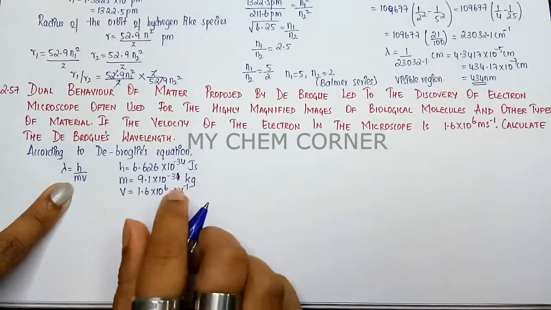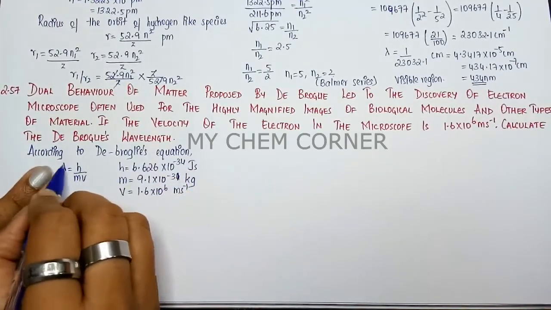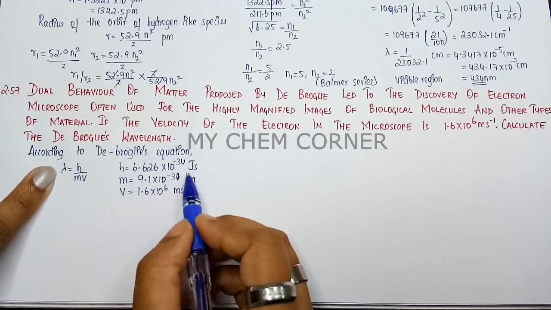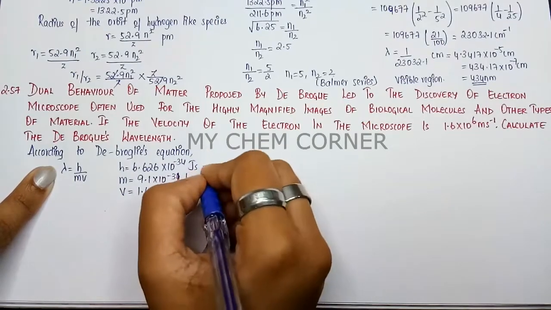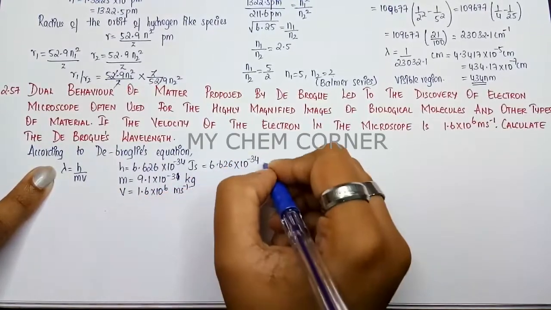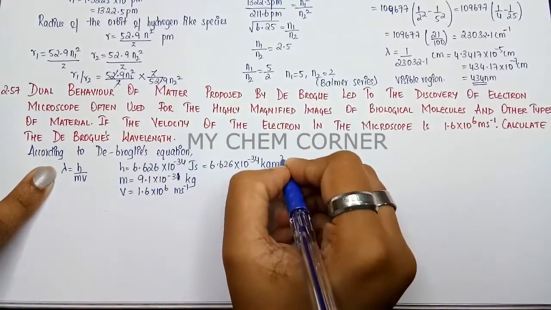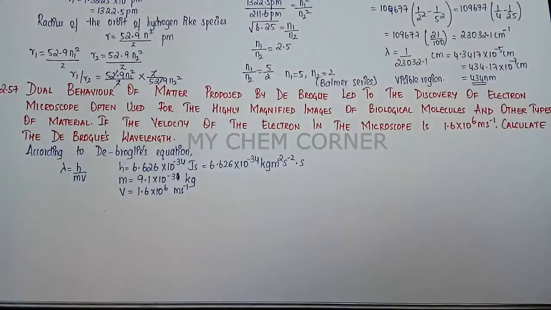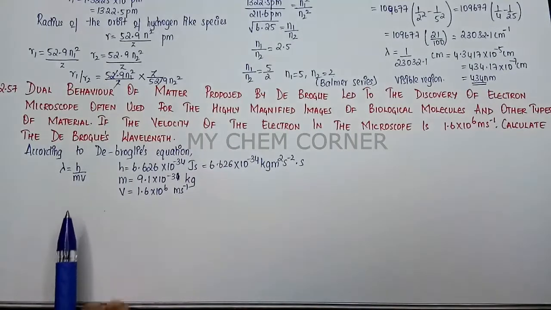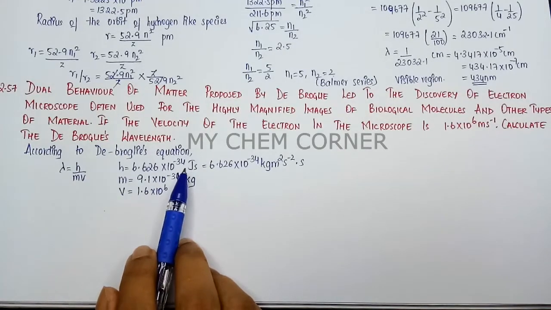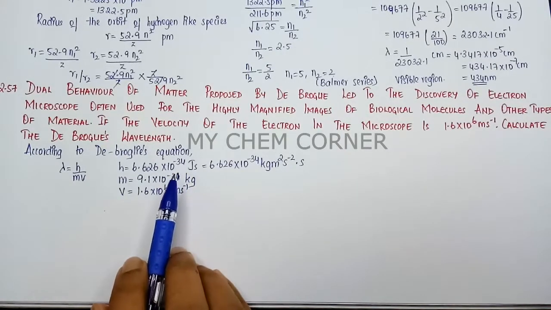Now after this, what you have to find out is the lambda value. But in this case, this is in terms of joules, this is kg and this is meter. So we have to make this in terms of kg. So this is equal to 6.626 × 10^-34. Joule can be written in terms of kg as kg meter square seconds^-2, into seconds. Now you can substitute these values into the formula to check what your value of wavelength is going to be.